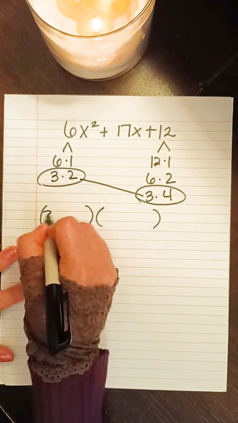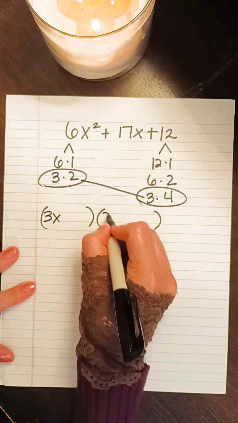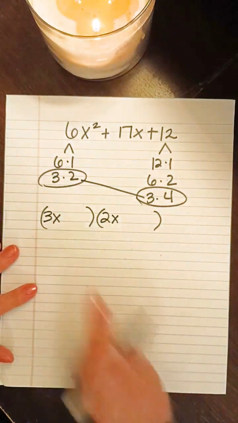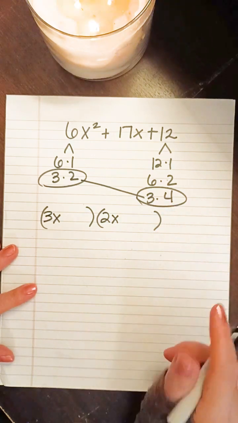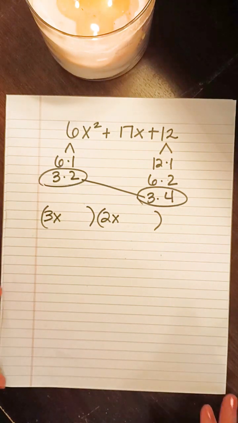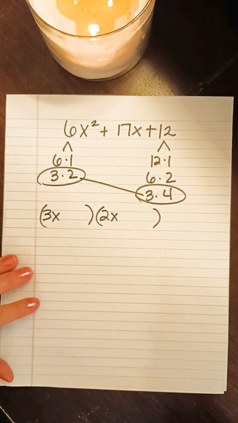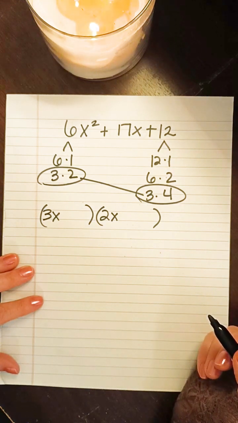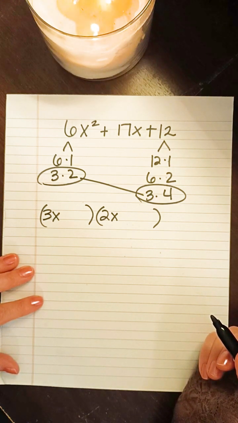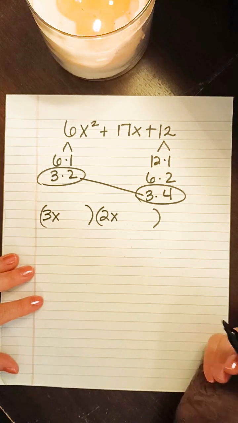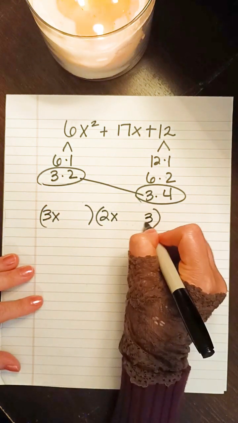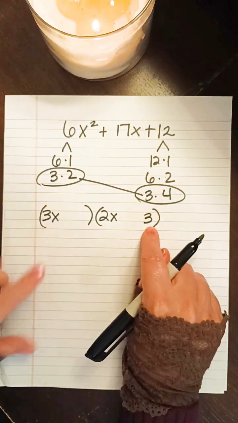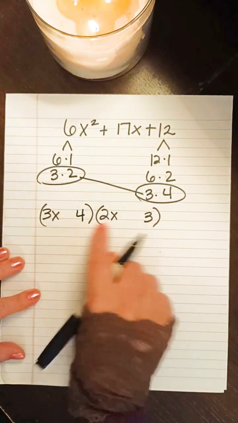So these two go first, along with whatever letter you have. And it doesn't matter how you place them. And these two go last. It does matter how you place the 3 and the 4. So I want to get that 9 and that 8 that I got back here. So I'm going to place the 3 here to get my 9 and the 4 here to get my 8.